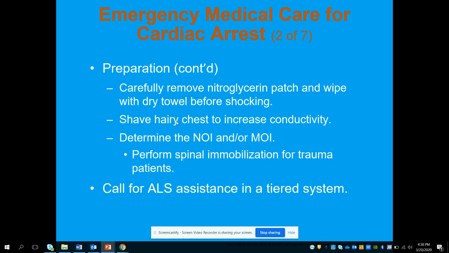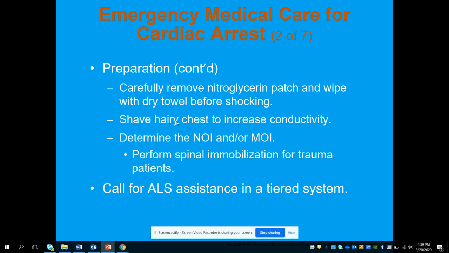We're going to remove any medication patches, specifically nitroglycerin patches the patient may have been wearing, and dry them off if they're sweaty before delivering that shock. We may need to shave that hairy chest to increase conductivity of our electrical shock.